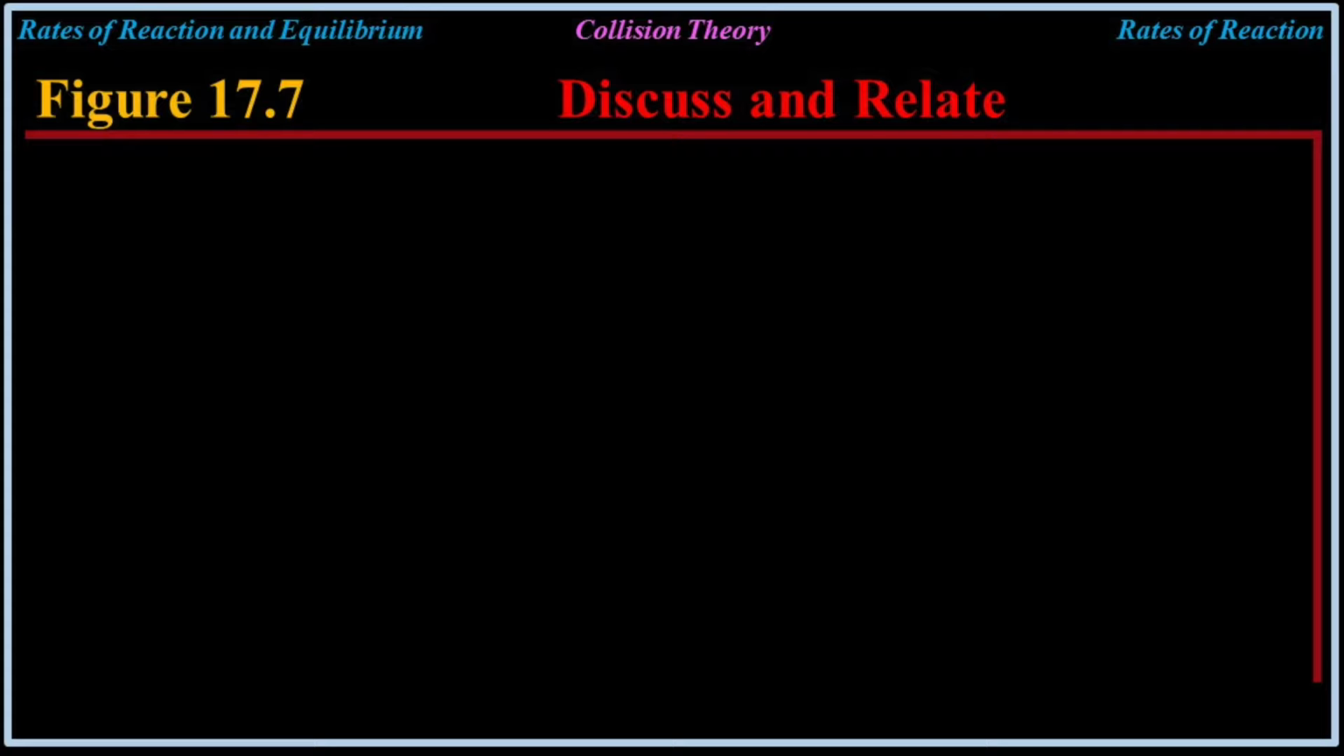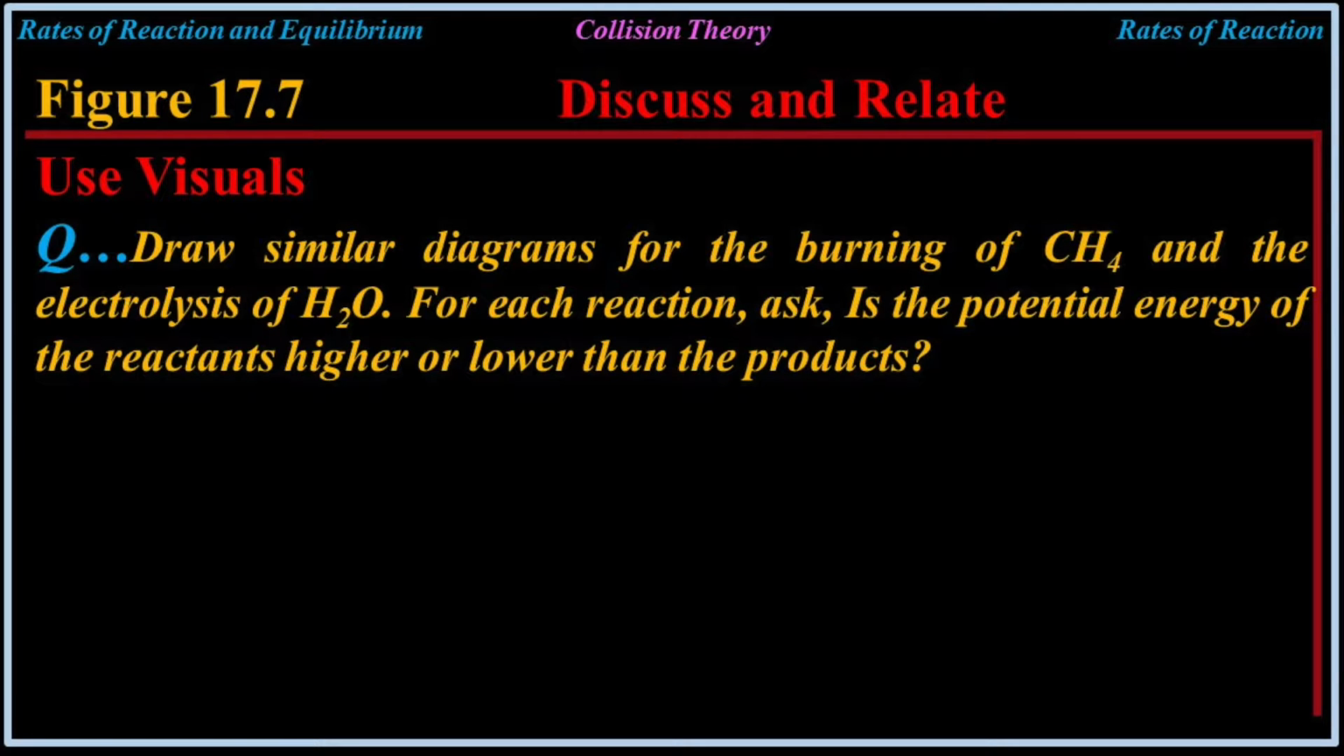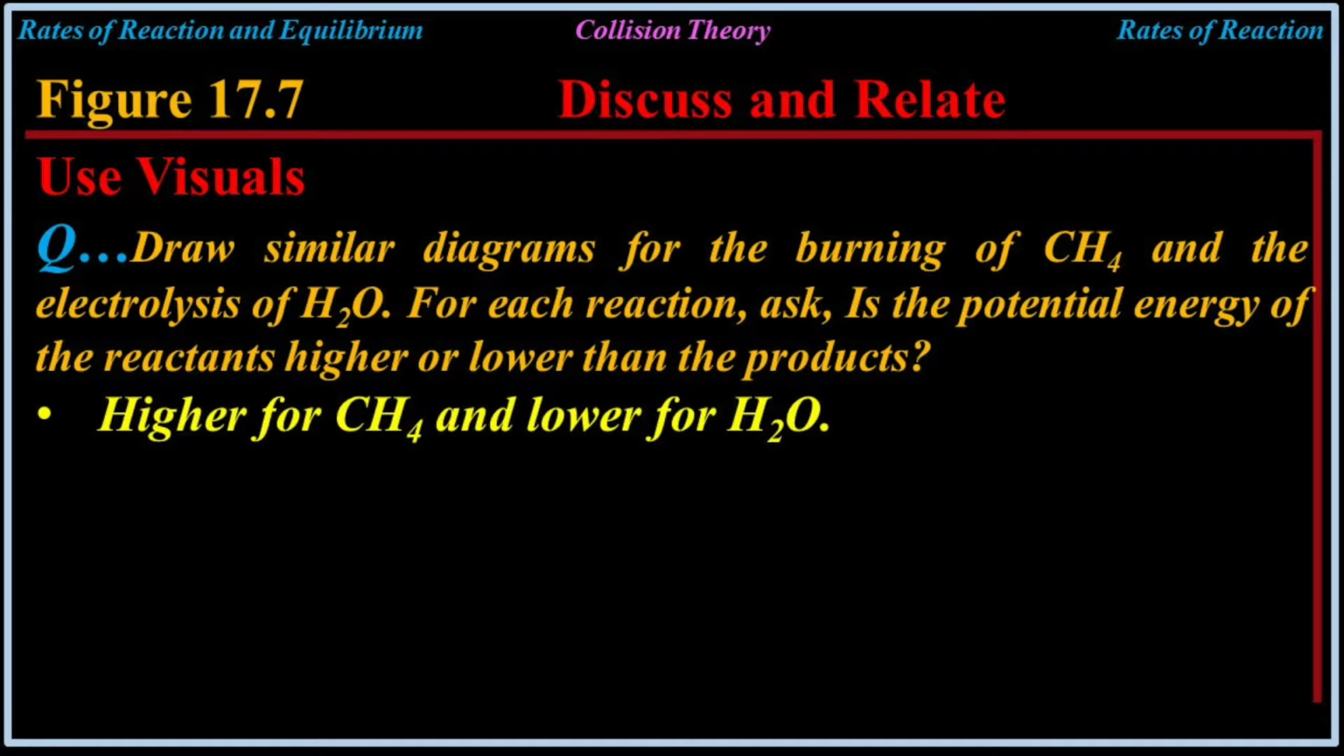Figure 17.7, discuss and relate. Use visuals. Draw similar diagrams for the burning of methane and the electrolysis of water. For each reaction, ask, is the potential energy of the reactants higher or lower than the products? Higher for methane, lower for water. Therefore, water would be more stable.